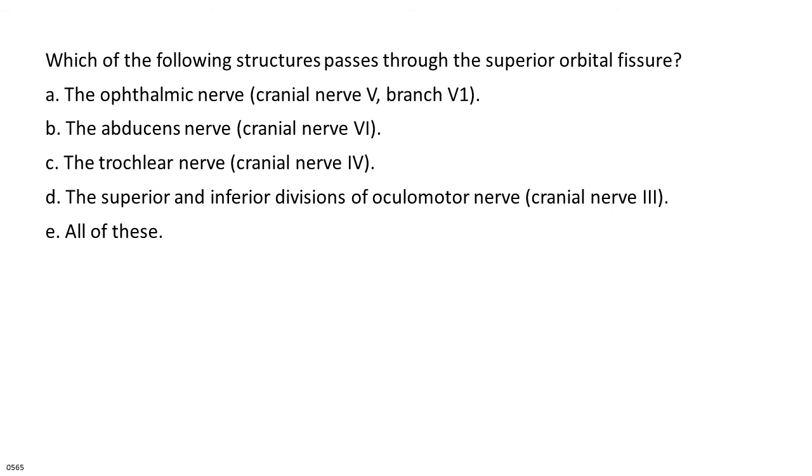Which of the following structures passes through the superior orbital fissure? A. The ophthalmic nerve, cranial nerve 5, branch V1. B. The abducens nerve, cranial nerve 6. C. The trochlear nerve, cranial nerve 4. D. The superior and inferior divisions of the oculomotor nerve, cranial nerve 3. E. All of these.